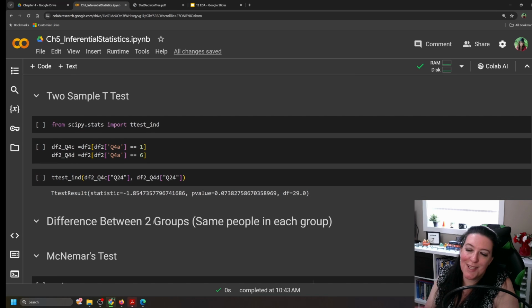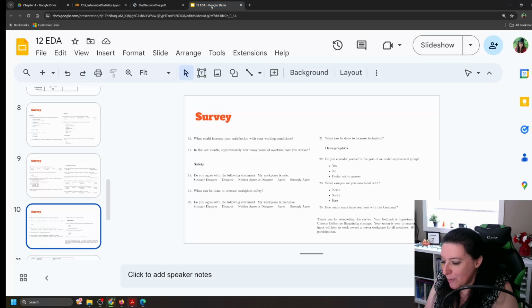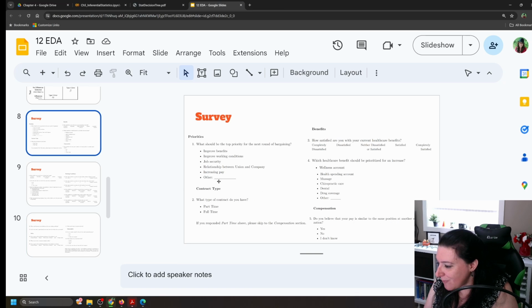So let's go back to the only ratio question we have in this data set, or I guess we have two. So this is the years that we've been here at the company. And here, let's compare question 4A. So let's go back and see what 4A was. So 4A, wellness account. So the question is do people care differently about a wellness account if they've been here longer or not? Okay, so 4A.